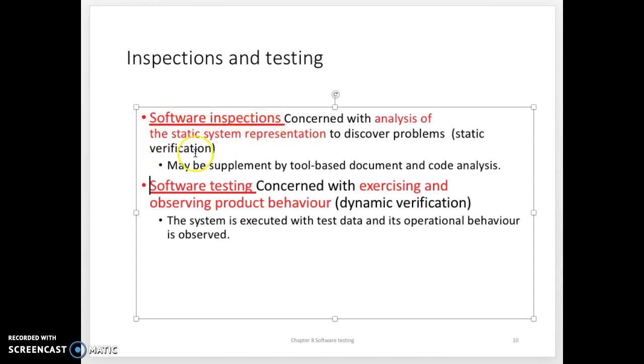Software inspection, we implement the inspection procedures while the system is not running, meaning on the code and libraries. Basically it is code analysis. While in software testing, we deal with the system while it's running, and it is called dynamic verification.